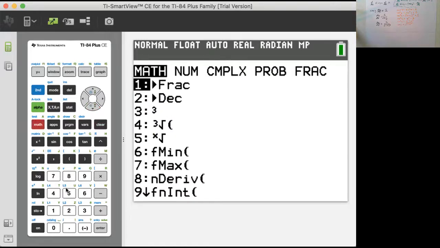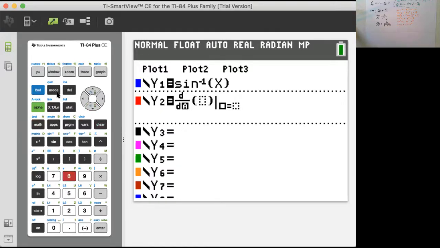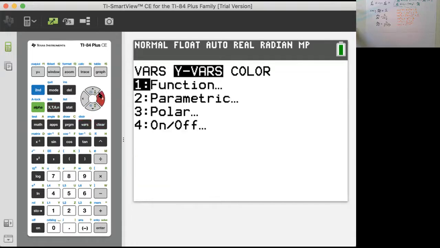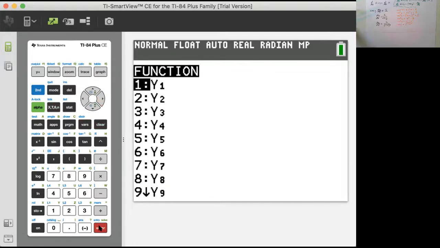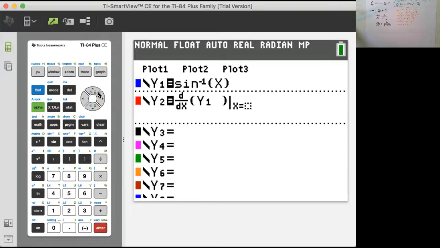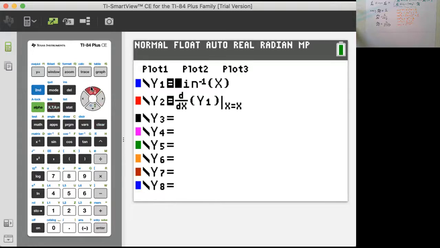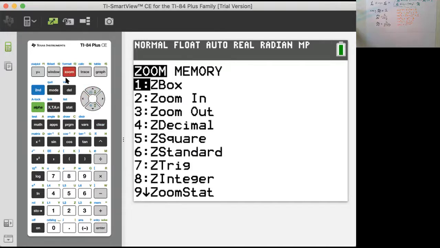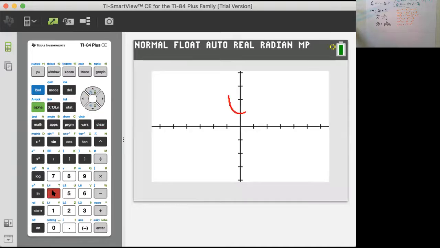Math, numerical derivative, with respect to x, of my function is y1, vars, y vars, y1, at every point x. I'm going to turn off the function, which is blue, and the derivative is red, and we'll see what that looks like. Zoom decimal. This is what the derivative of the inverse sine function looks like.